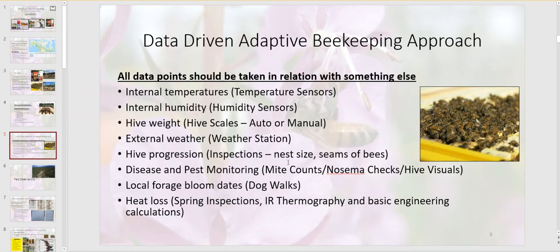Disease and pest monitoring, so mite counts, Nosema checks. What's going on from a forage perspective: I do dog walks, so I take notes on what's blooming and when. And then heat loss: I have an IR camera, and I've crunched some basic engineering calculations to try to figure out what goes on in that hive in the winter.